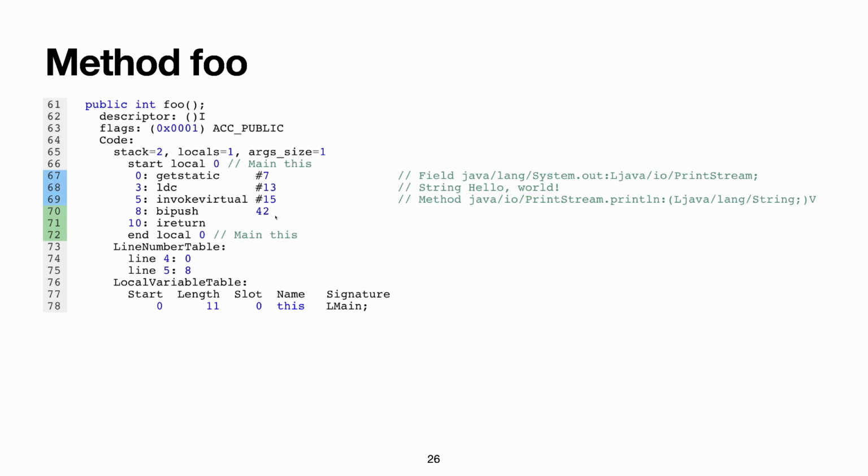Next, we use bipush to push the integer 42. So notice that this is an immediate parameter. It's not a constant pool reference because it's a small integer. And then we use ireturn to return this integer.